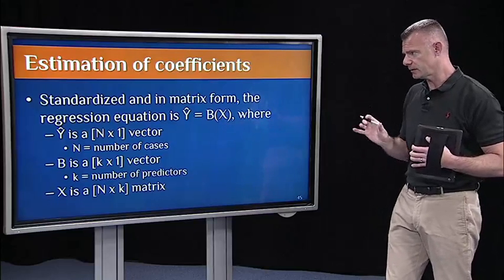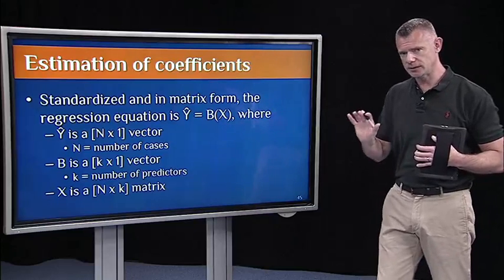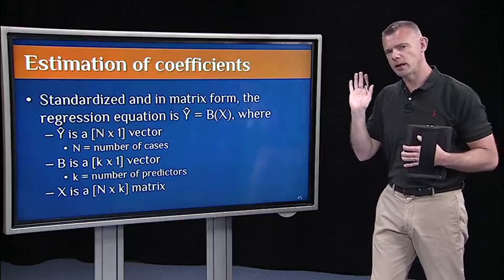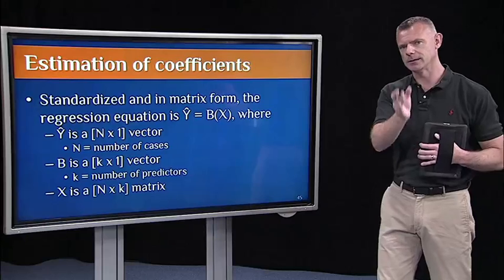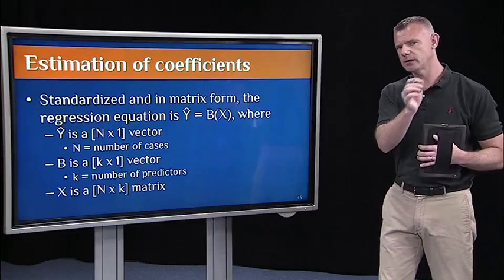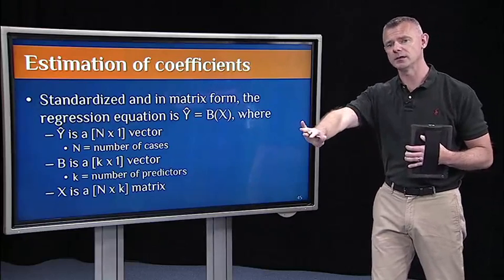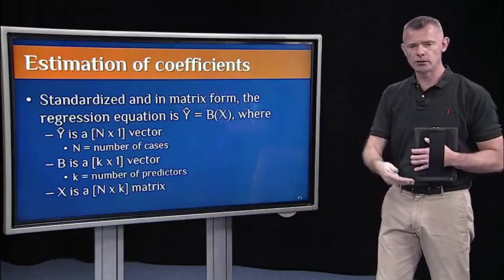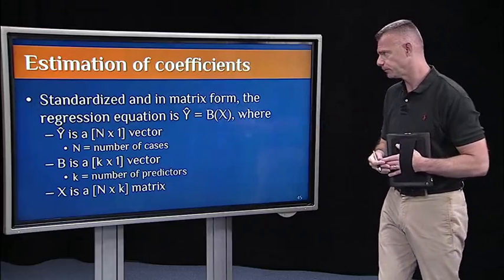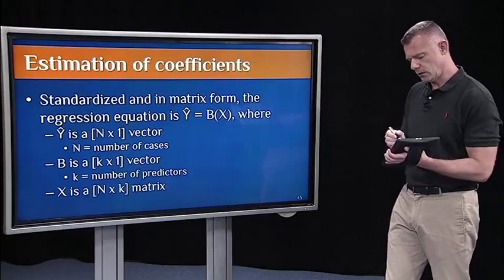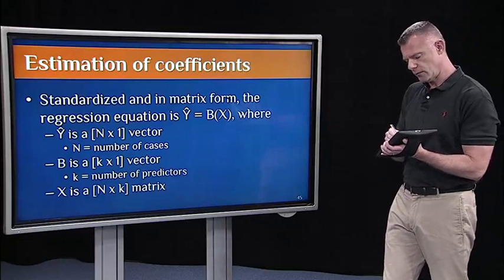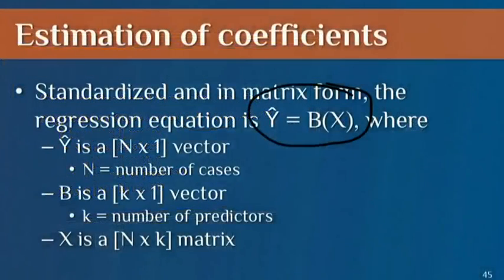So to make this a little simpler, I'm going to just do this in standardized form. What that means is we can take out the regression constant. Assume the regression constant is 0. So the predicted score on y when all x's are 0 is 0, and we can just drop that out of the equation. Then the regression equation for the predicted score is just b times x. And now think of everything as a matrix.